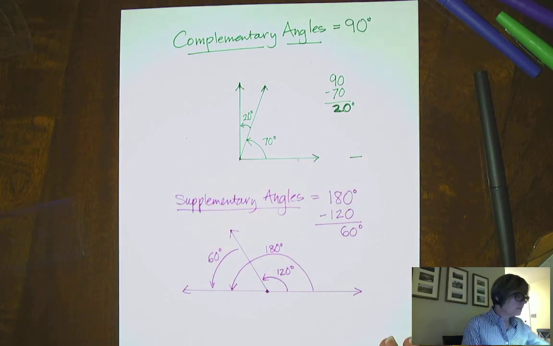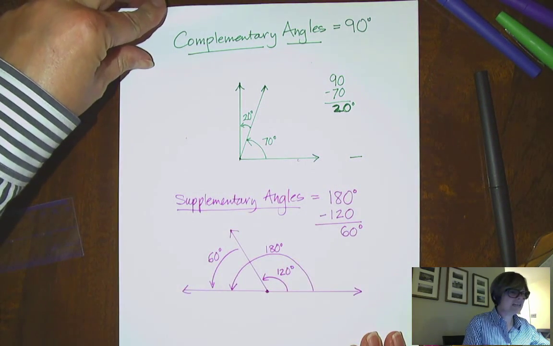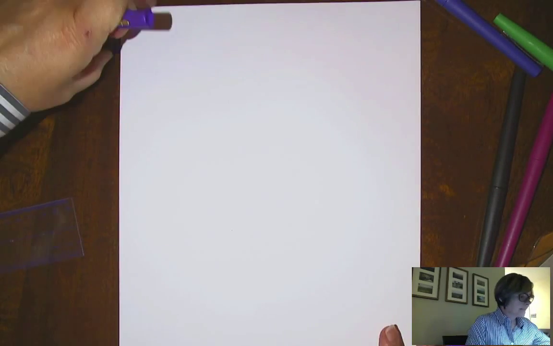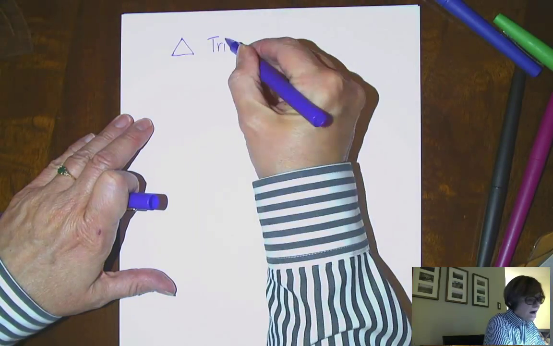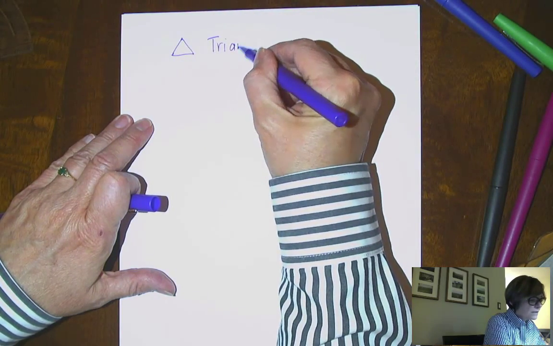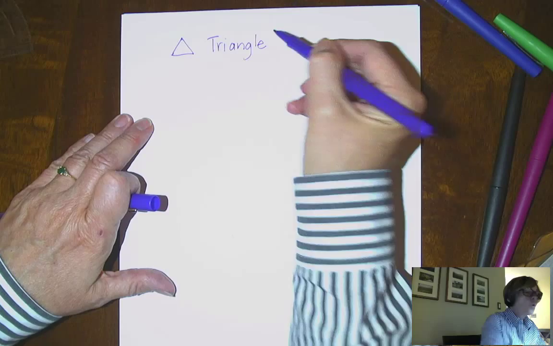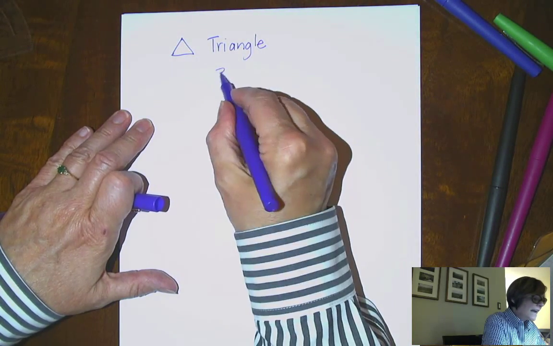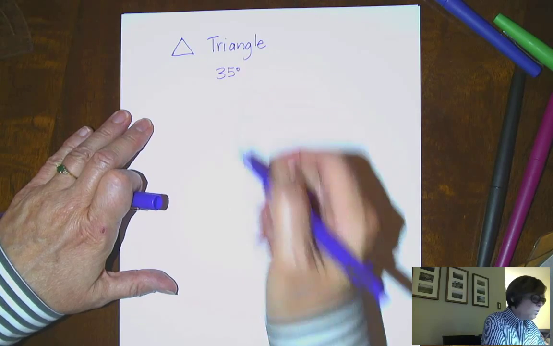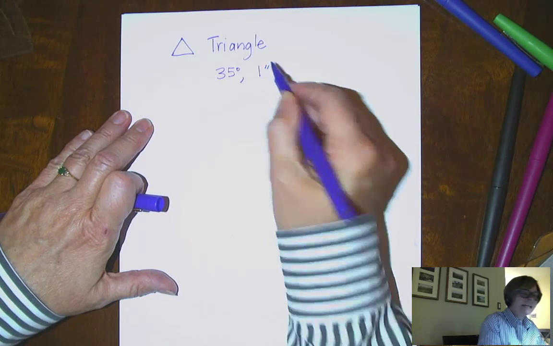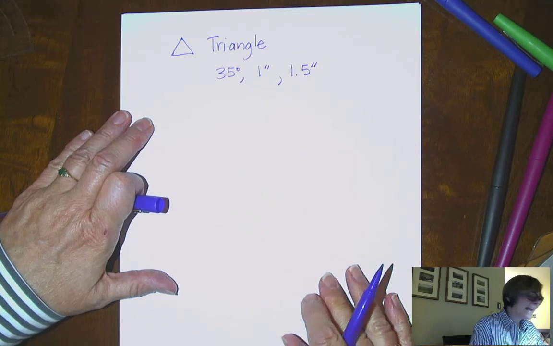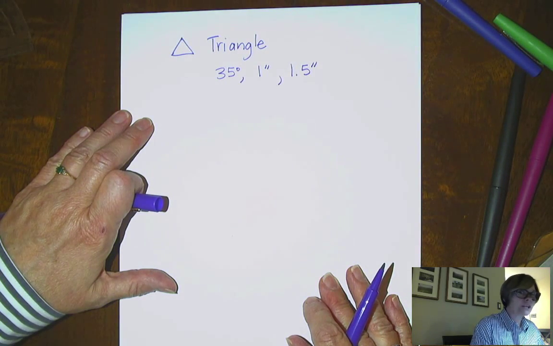All right, now we're going to move on, and we're going to do something even more spectacular, something so tricky, it's awesome. We are going to make a triangle. Now, I just made a triangle, and you're like, well, what's the big deal, Mrs. Smith? Well, we're going to make a triangle based on one of the angles being 35 degrees. One of the sides has to be 1 inch. One of the other sides has to be 1.5 inches. Oh no, what are we going to do?